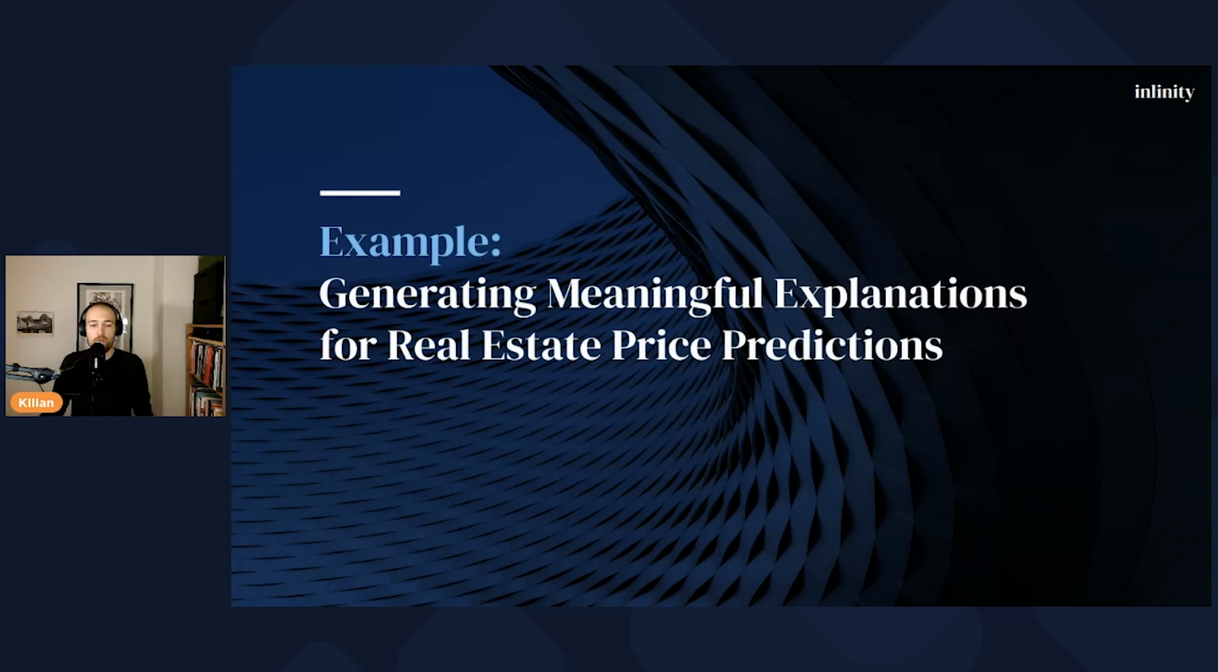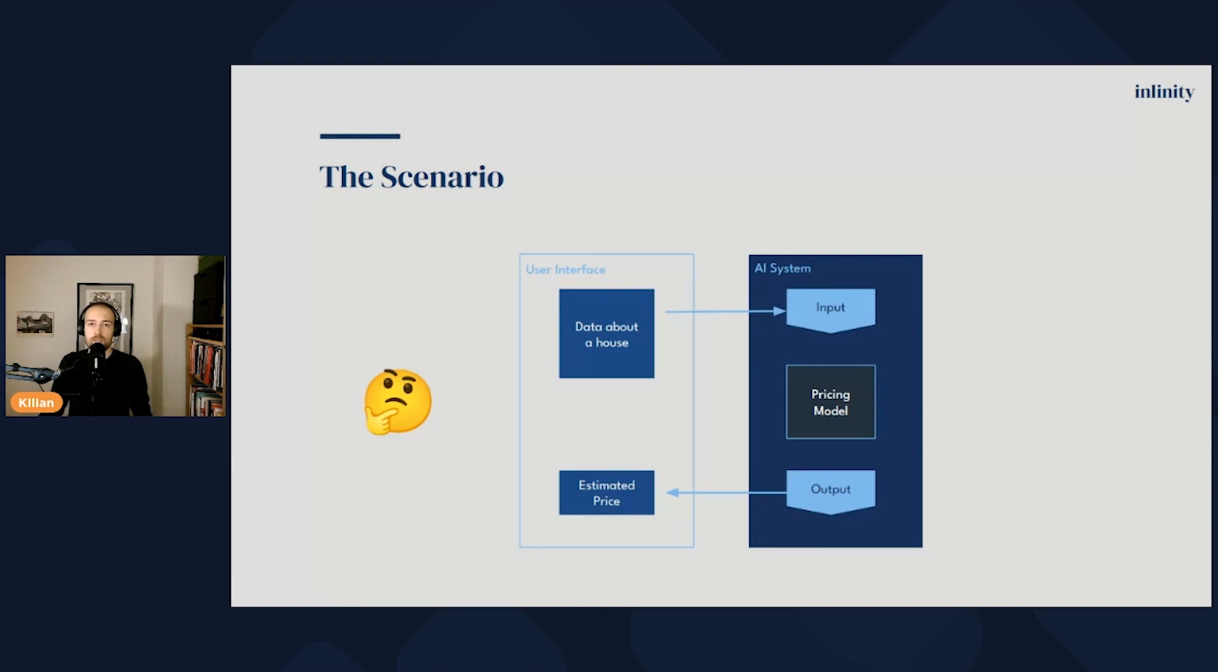So also with regards to time, let's move into an example, and we will try in the last 5 or 6 minutes to generate meaningful explanations for real estate price predictions. So the scenario is as follows. Imagine you're on a real estate website, and there you have the opportunity to enter data about a house. Might be your house that you're trying to sell, might be a house that you're looking to buy. In any case, this data is fed into an AI system, some pre-processing going on, as we've just seen. And then there's a pricing model that estimates what the price for this house could be, and what the system believes that you could get if you put it for sale.